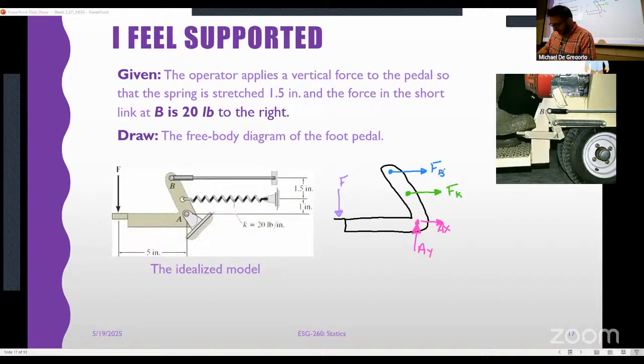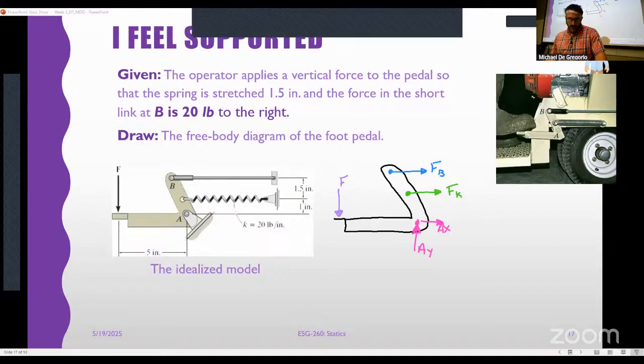Looking at this and based on the things that we were given, how many unknowns do we see here? 3. We have F that we don't know, we have AX and AY. We know the other two, or we can find the other two, right? We were straight up told what FB is, and we can figure out FK from the information that we're given. So write down what we know.